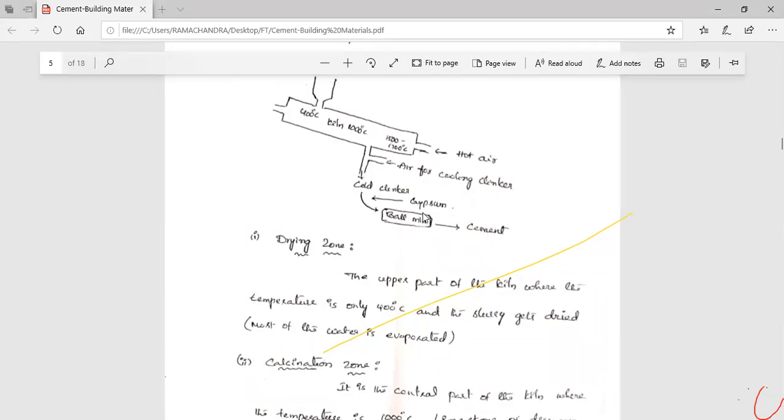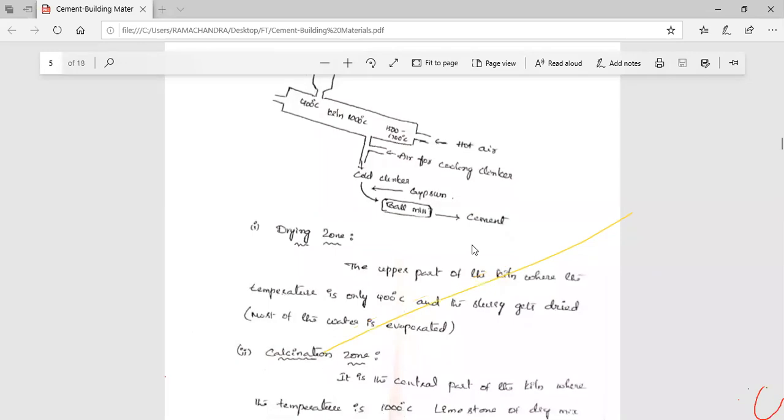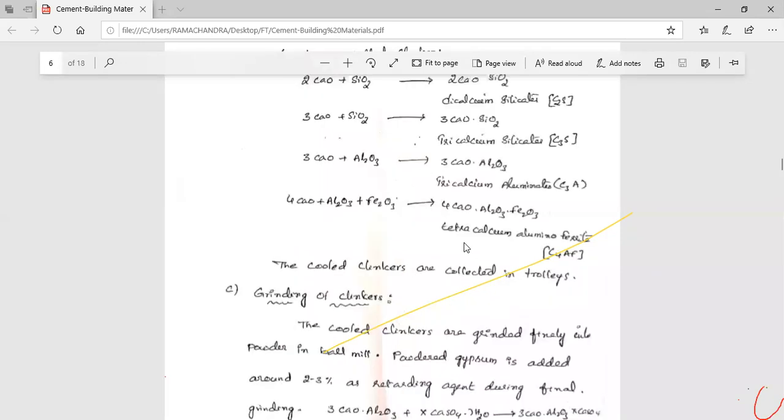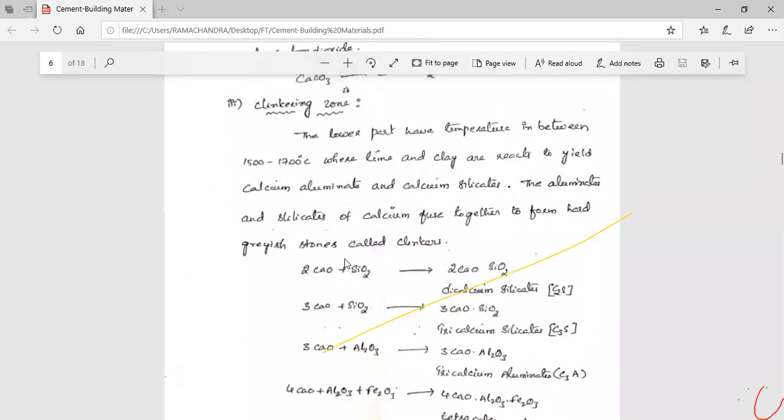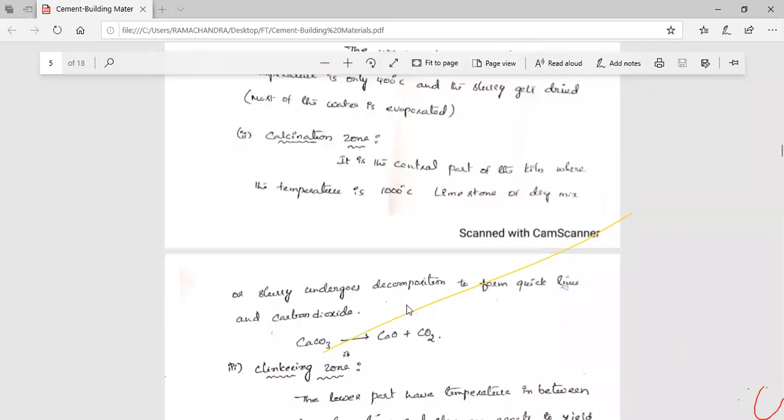That is the clinkering zone. So let's see the reactions here. We get calcium oxide where? At the 1000 degrees Celsius temperature, calcium carbonate undergoes decomposition, which gives calcium oxide and carbon dioxide in this equation.